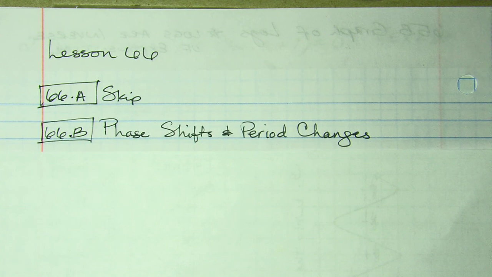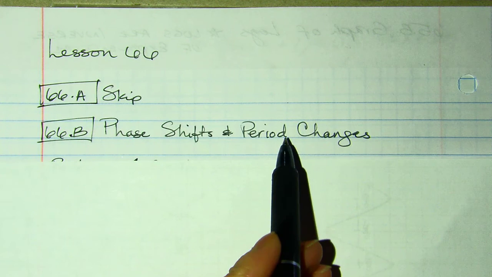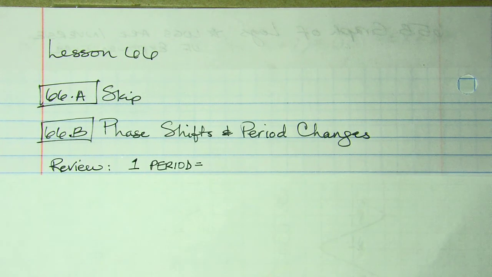66.B talks about phase shifts. Remember, that's when our graph has been shifted left, right, up, down, and period changes. So we're going to do a little review.